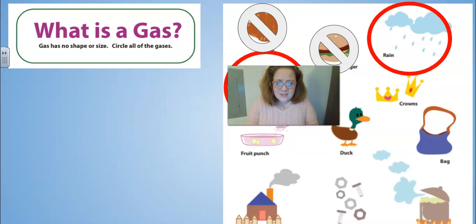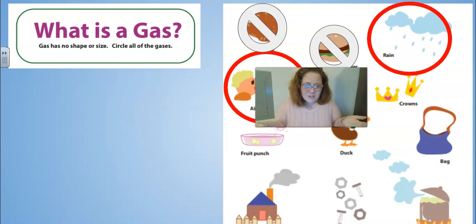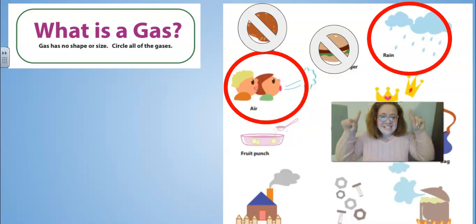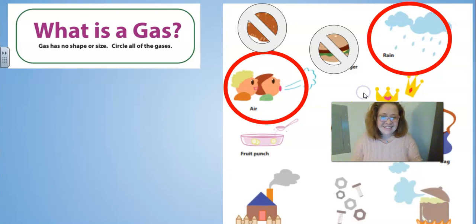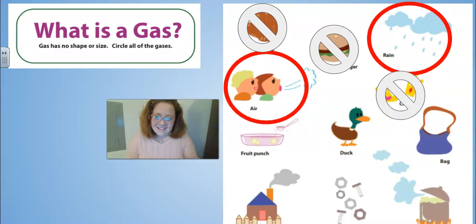I think crowns is going to be next. Are these crowns a gas? Yes or no? I think I can make it look like I'm wearing one. Oh, I sure can. Is this crown a gas? Yes or no? No, that crown is not a gas.